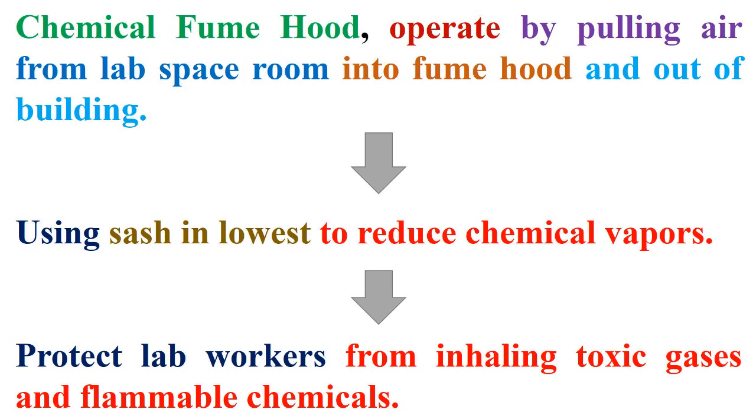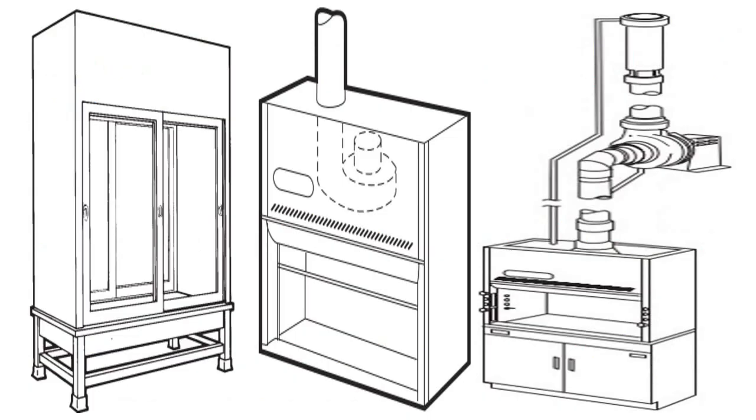Today, we are talking about chemical fume hoods, which operate by pulling air from the lab space room into the fume hood and out of the building, using a sash at its lowest level, to reduce chemical vapors. So, chemical fume hoods protect lab workers from inhaling toxic gases and flammable chemicals, as shown in the next slides.